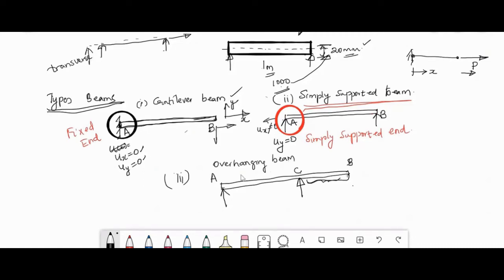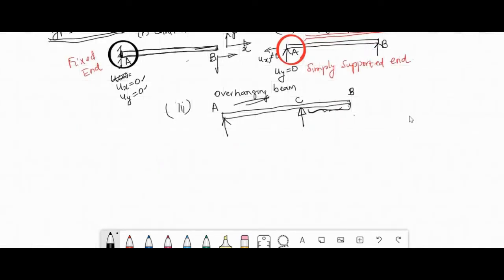You may have studied this in the strength of materials course. Once again, you can refresh the types of beams and remember them. So this is called the overhanging beam. And you have the fourth type of beam, a structural member where this end is fixed now.